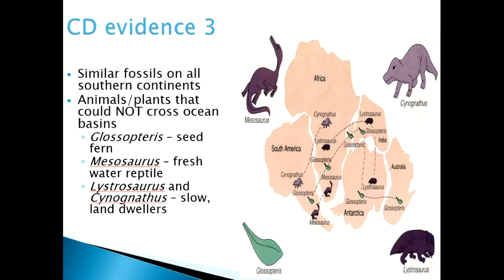His third bit of evidence was that you find similar fossils on all of those southern continents. And these are animals and plants that could not cross ocean basins. Glossopteris is a fern that reproduced by spores. It didn't have pollen that could be blown across ocean basins. Mesosaurus is a swimming reptile, yes, but it's a freshwater reptile. And so getting it from a freshwater lake or river in South America to a freshwater lake or river in Africa, it's hard to imagine that happening.